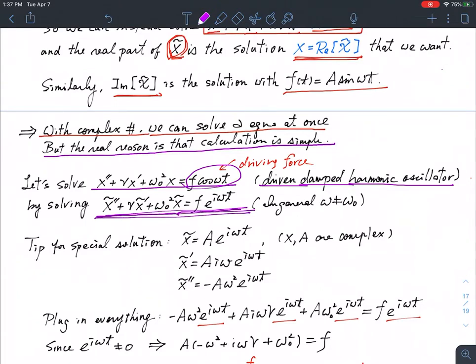A trial solution here is a bit different, but very similar. Since the driving force is e^{i omega t}, we also assume the solution is going to be something like an amplitude times e^{i omega t}. The reason we have this insight is that whenever you do differentiation, you always get e^{i omega t}, no matter how many times you differentiate.